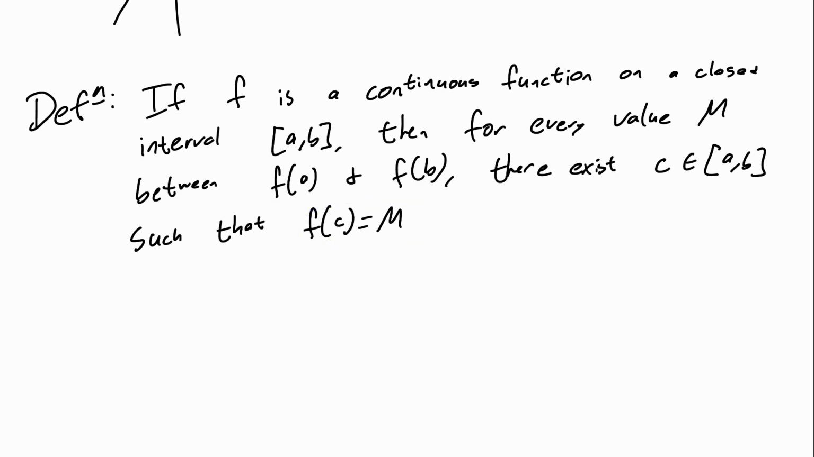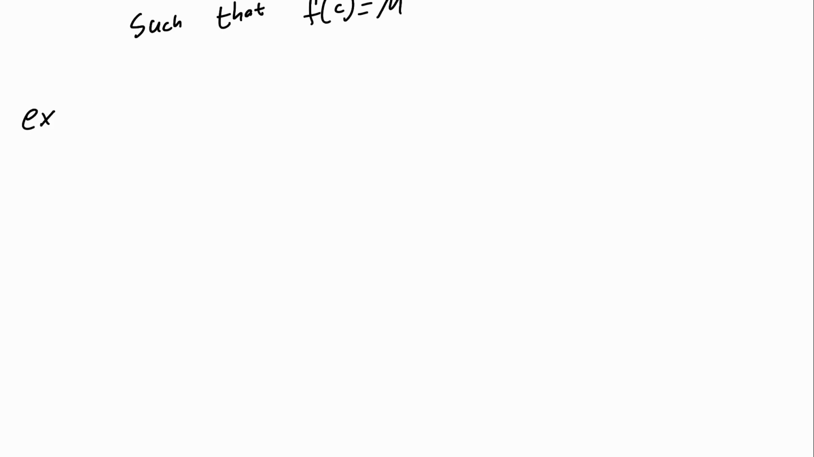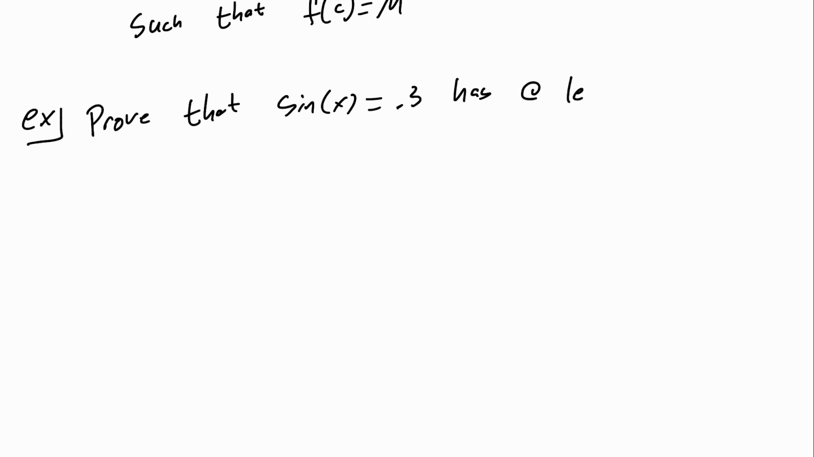Okay, so let's see this in practice. Let's take a look at an example. We're going to prove that sine of x equals 0.3 has at least one solution in the interval from 0 to pi over 2. All right, so what do we know? We know sine of x is continuous, and so we can probably use the intermediate value theorem, or the IVT as they call it.